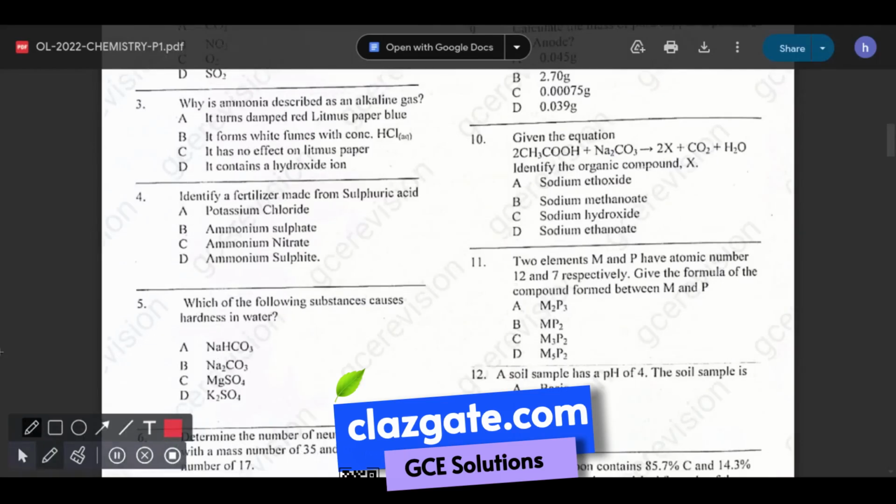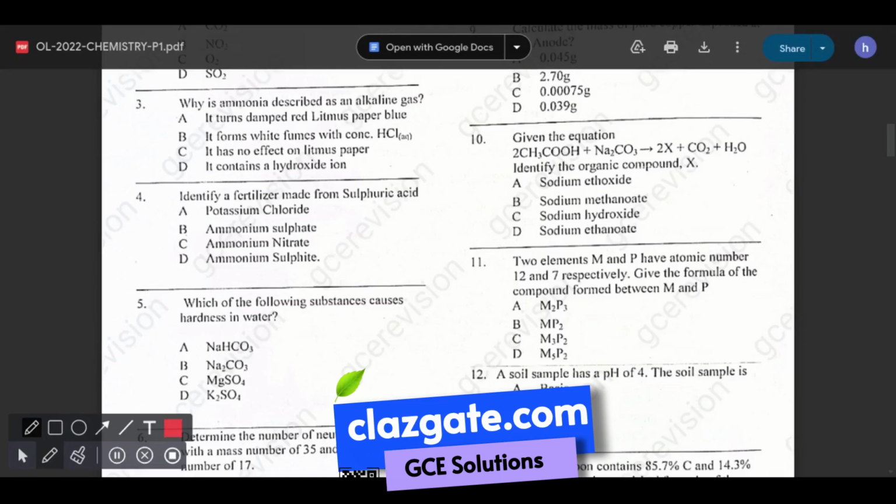Question number 3. Why is ammonia described as an alkaline gas? A. It turns damp litmus paper blue. B. It forms white fumes with concentrated hydrochloric acid. C. It has no effect on litmus paper. D. It contains hydroxide ion. The answer to number 3 is A. It turns damp litmus paper blue.